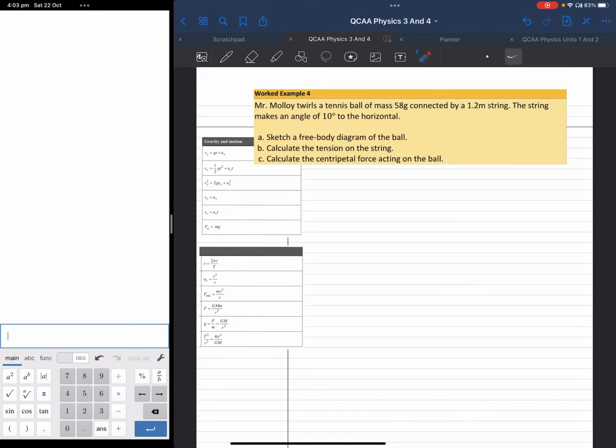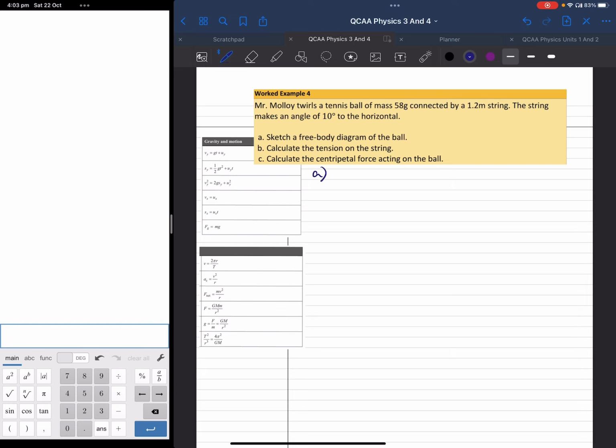In this video, we're going to work on a slightly more difficult problem. This one, we don't have the scaffolding that we've had in the past, so we have to calculate eventually our centripetal force without first calculating the centripetal acceleration. Part A just asks us to draw a free body diagram of the ball.